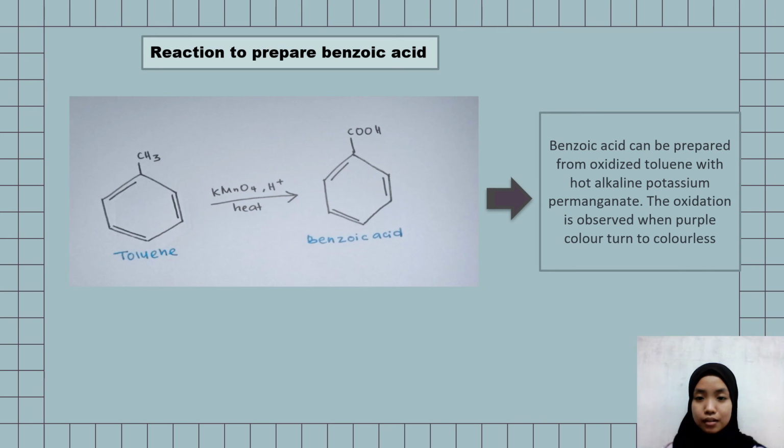Preparation of benzoic acid. Benzoic acid can be prepared by oxidizing toluene with hot alkaline potassium permanganate. The oxidation is observed when the purple color turns colorless.